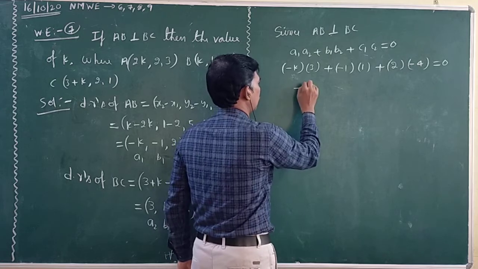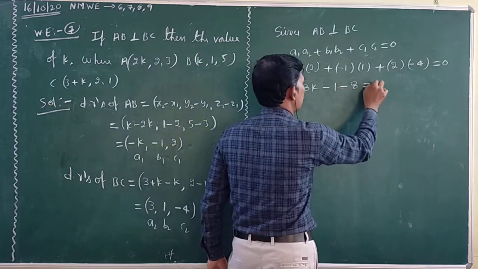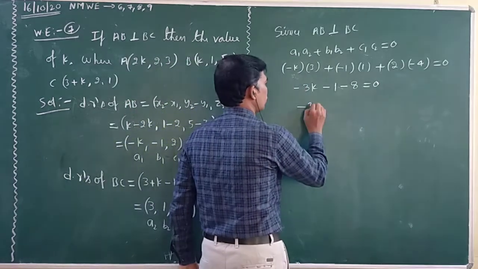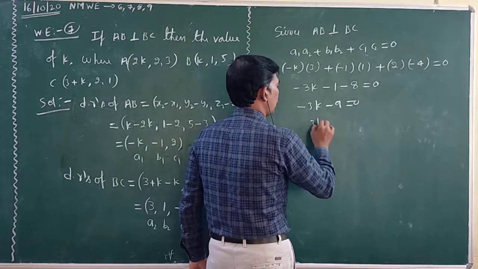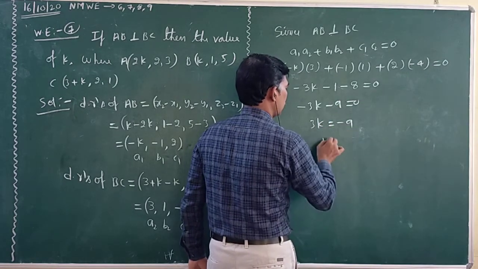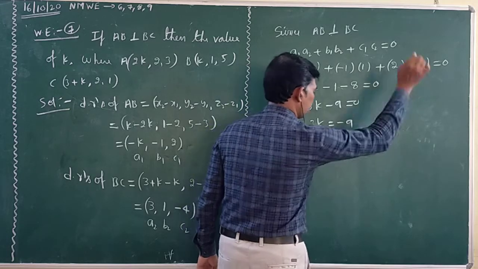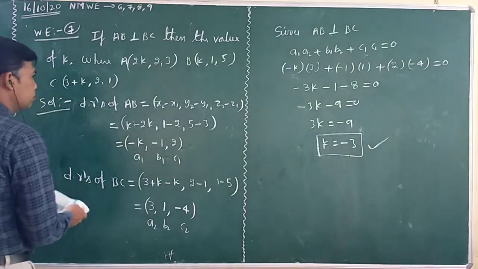So here minus 3k minus 1 minus 8 is equal to 0. Minus 3k minus 9 is equal to 0. 3k is equal to minus 9. K is equal to minus 3. This is the value of k. So next, write down next problem.